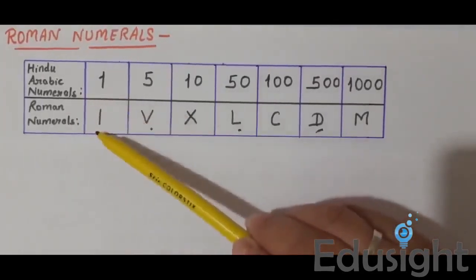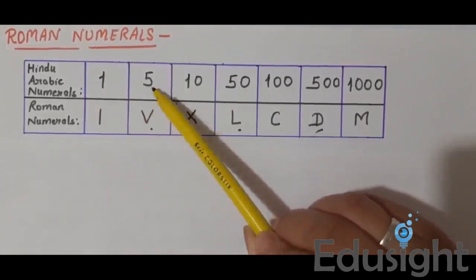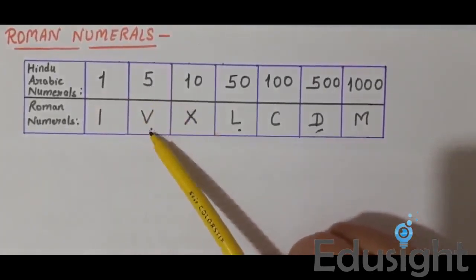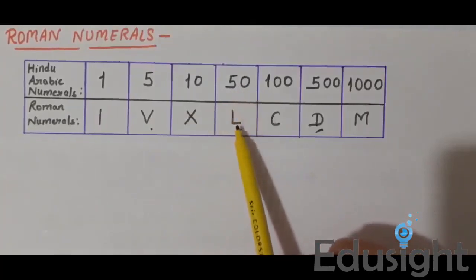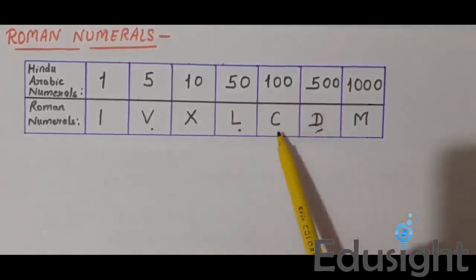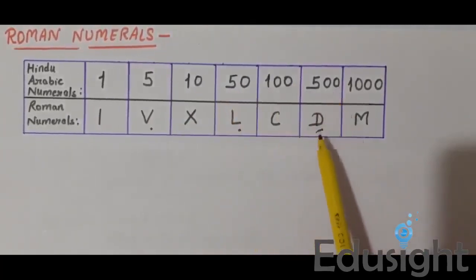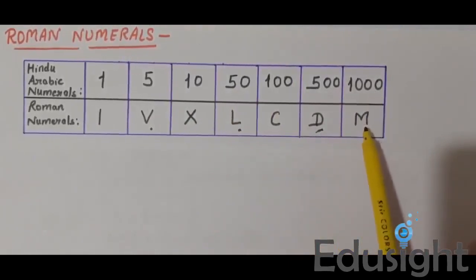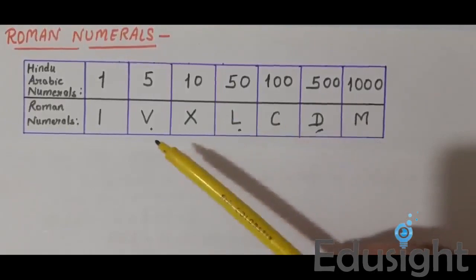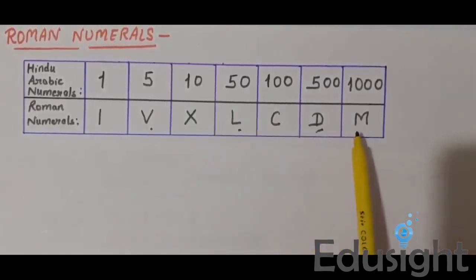For 1, the Roman numeral is I. For 5, the Roman numeral is V. For 10, it is X. For 50, we have L. For 100, it is C. For 500, it is D. And for 1000, the Roman symbol is M. These are all in capital letters. Okay?